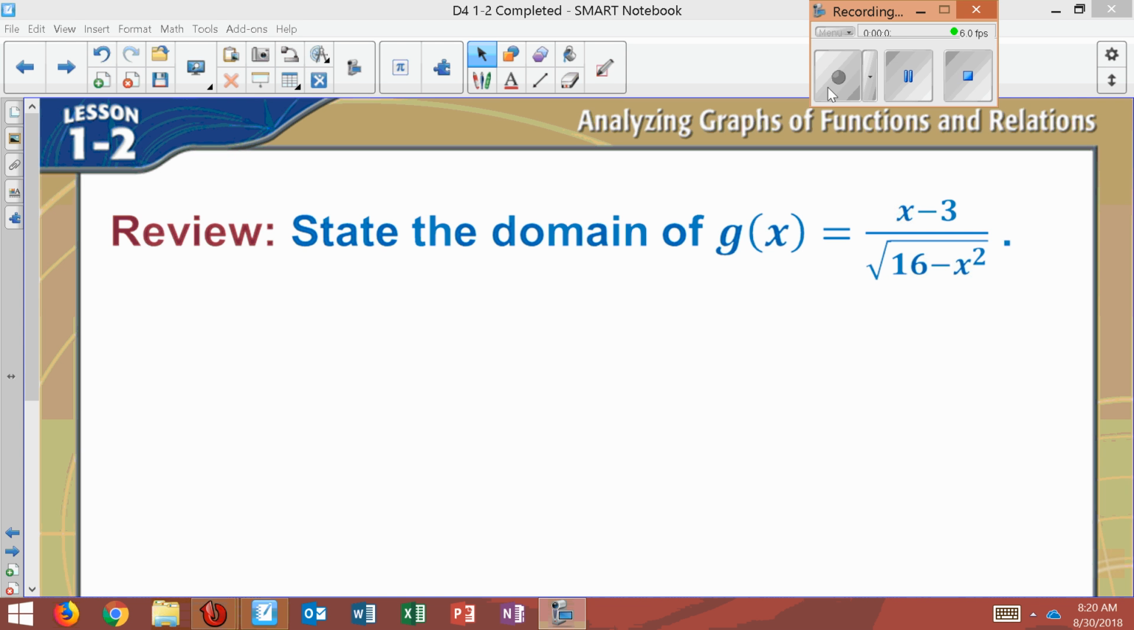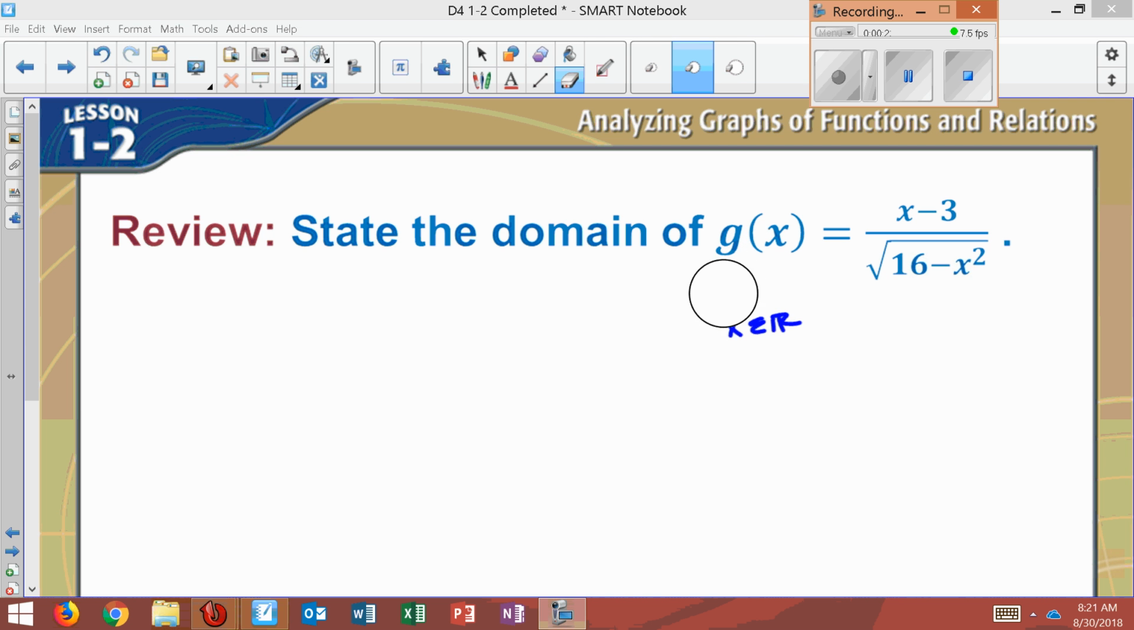All right, review. State the domain of g of x equals x minus 3 over square root of 16 minus x squared. So when we do domain, as we've talked about with functions, most functions, let's call it the default domain, would be x is an element of all reals. That's what it normally is.